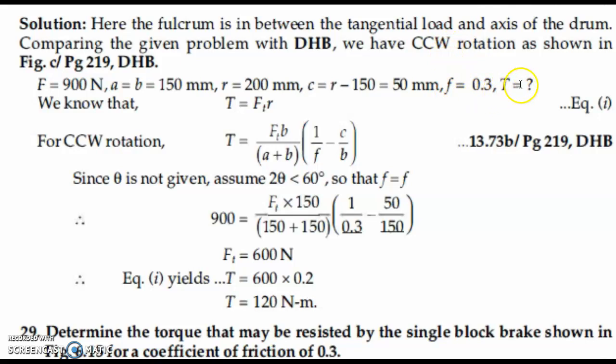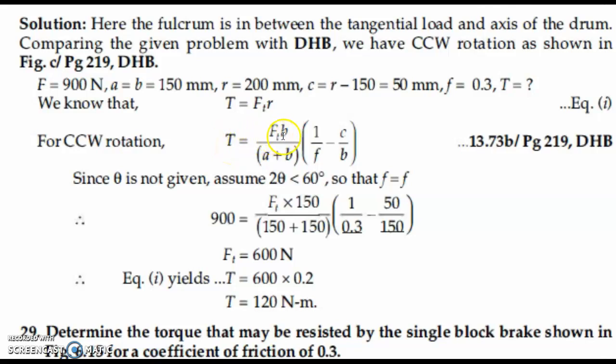We have to find the value of T. How can we find the value of T? We know the torque equation: T is equal to Ft into R. R is already given in the question, but Ft is not given. We can find the value of Ft using page number 267 in our data book, equation number 13.17e. In our textbook it is shown as T, but it is not T, it is F.